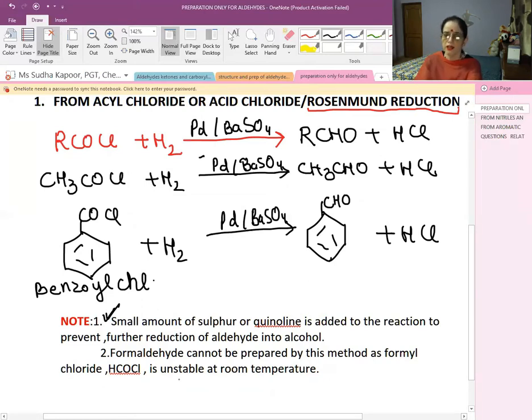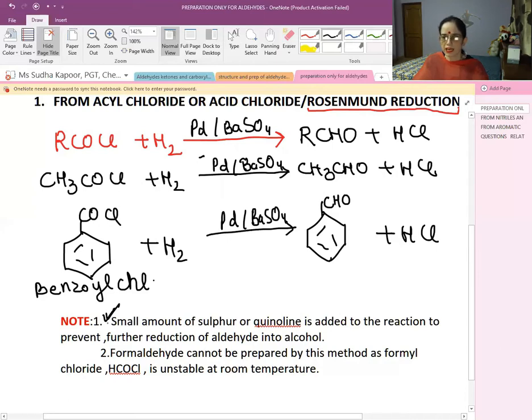The other thing is that formaldehyde cannot be prepared by this method. HCHO cannot be prepared by this method, because for HCHO we would require HCOCl, formyl chloride, and formyl chloride is not stable at room temperature. So these are the two reasoning questions from the Rosenmund reduction, but usually the Rosenmund reduction is asked as a complete reaction or directly for illustration of the reaction.